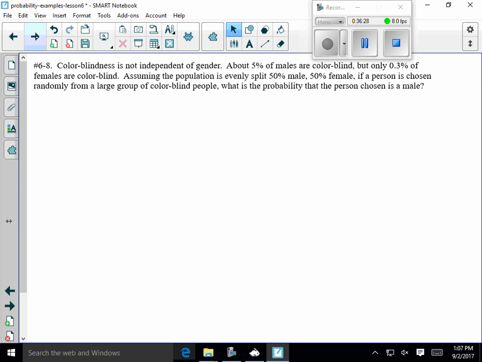Okay, to me, this is best represented by a tree diagram. And the reason for that is we have two probabilities or percentages. We have the percentage of males who are colorblind and the percentage of females who are colorblind. And those are conditional probabilities, right? So I can make a tree. The way I'd have to make this tree is first to put the males and females, and then to say, okay, are you colorblind or are you not colorblind?